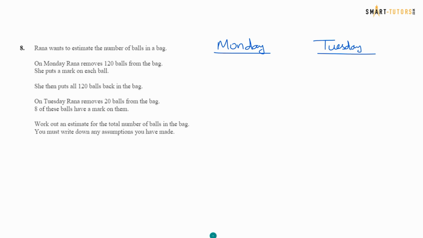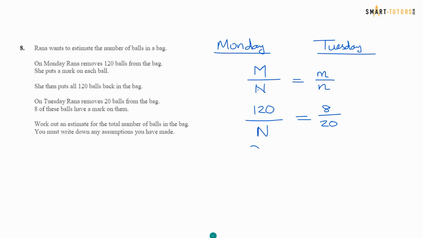So basically, capital M over capital N equals small m over small n. This is the equation, right? Capital M means how many balls she marked, 120. The total population is N, or you can put capital P. That is unknown. It equals, Tuesday Rana removes 20 balls from the bag. 8 of these balls have a mark on them. So 8 marked out of 20.